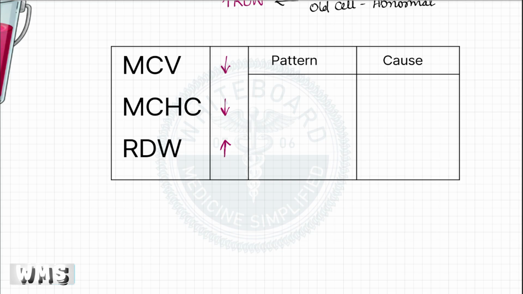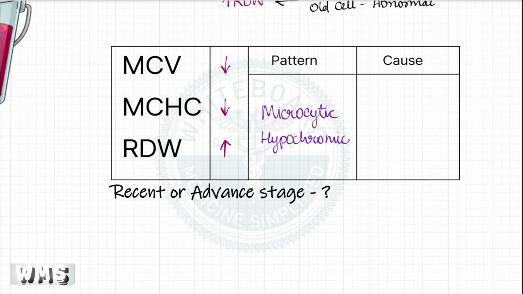An important trick for interpreting RBC indices. Instead of saying MCV is low or MCHC is low, think in plain terms. Read it as size of the RBC is low, the concentration of hemoglobin in cells is low, and variation of size is high. So in this case, as the size of the RBC is low, the cells are microcytic. And as hemoglobin concentration is also low, this pattern is microcytic hypochromic. And the common causes are iron deficiency anemia and thalassemia.